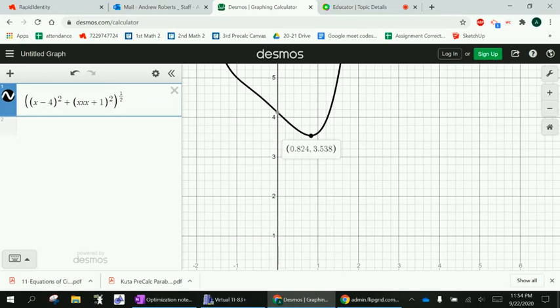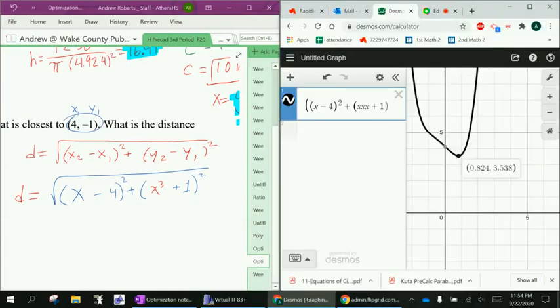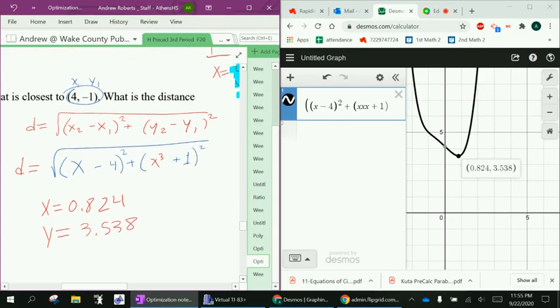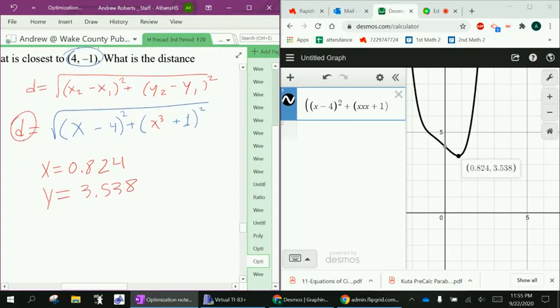0.824, 3.538. So x equals 0.824, y equals 3.538. Now, this is not your point. y is actually your distance. So the minimum distance that you can get, the closest you can get between the graph and the point, is 3.538 units away.